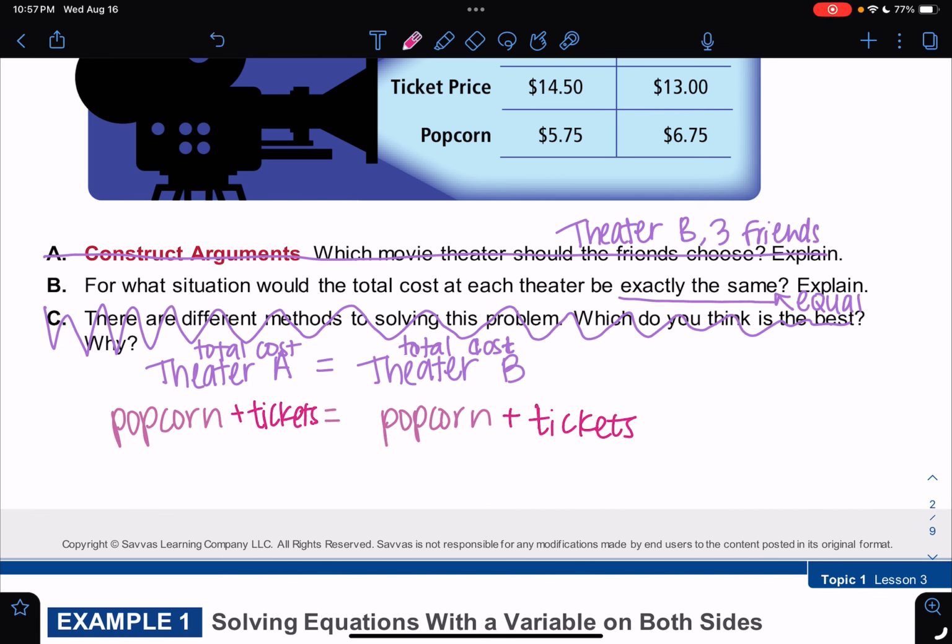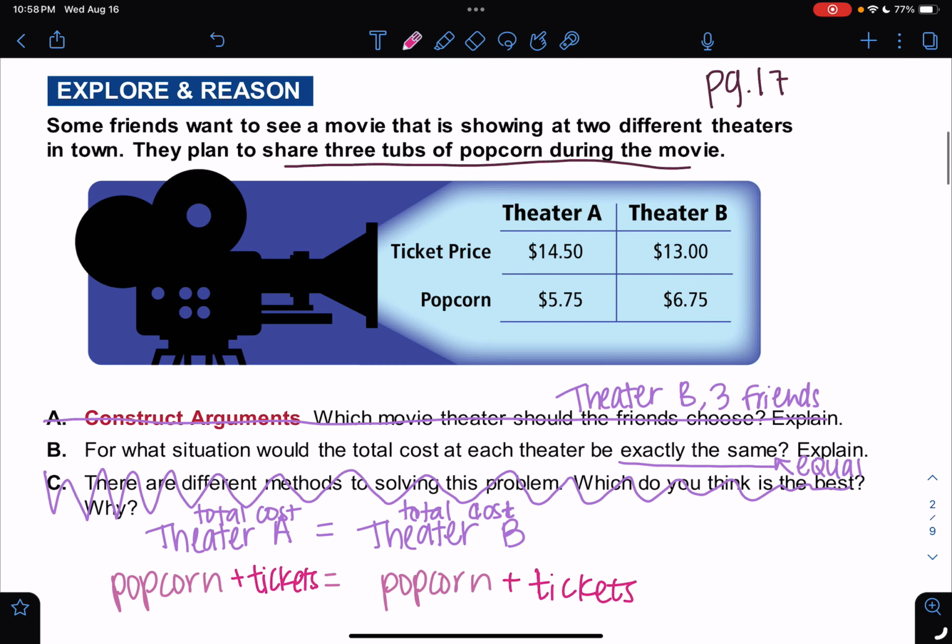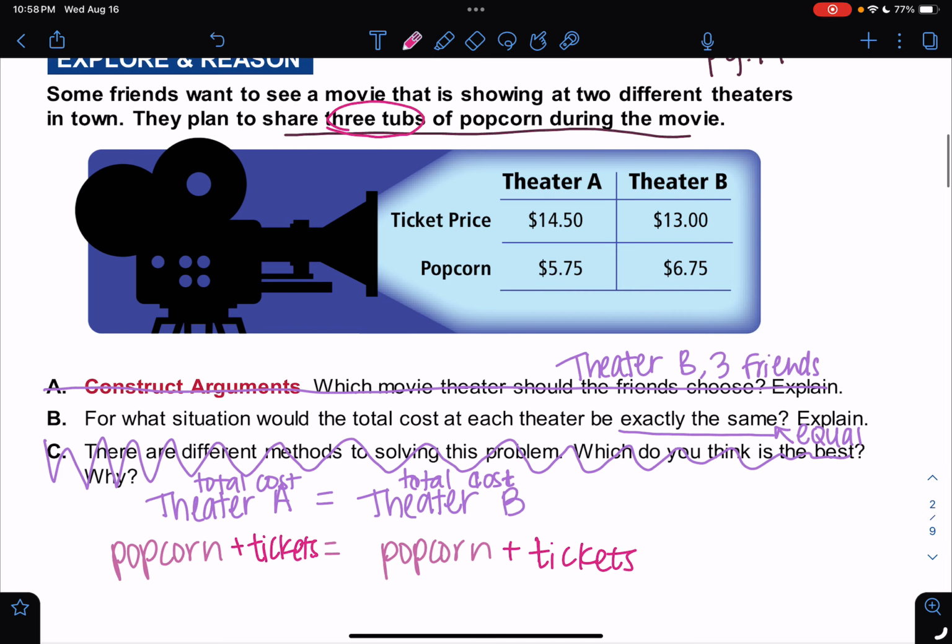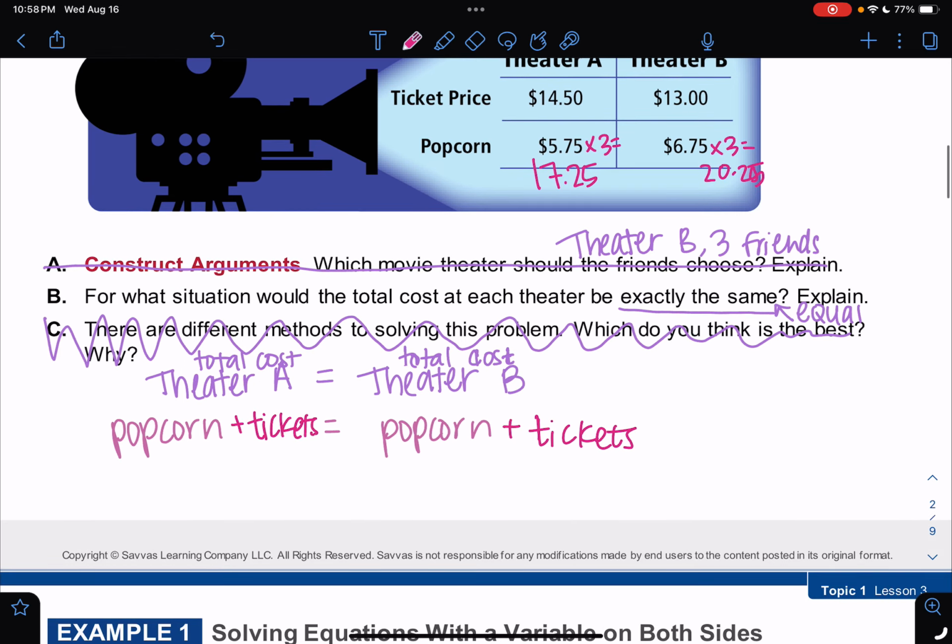Well, we know for a fact, just like the original problem told us, we're going to share 3 tubs of popcorn. So we already know from part A how much the popcorn was going to cost. It was $17.25 at theater A because that was times 3. And it was $20.25 at theater B. So I can go ahead and plug those in for my popcorn amounts. So I've got $17.25 plus something for theater A, and I've got $20.25 for theater B for the popcorn.